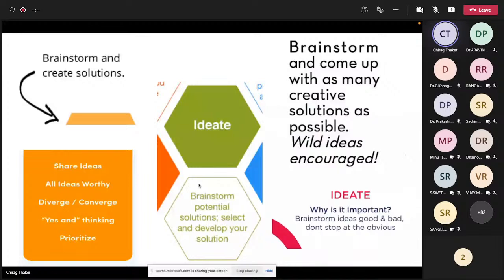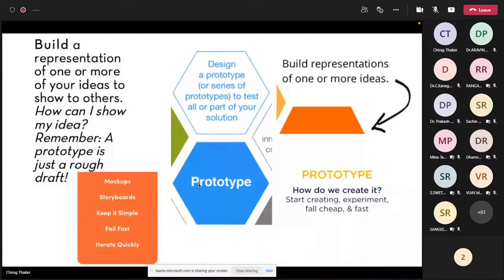So you will accept ideas and you will also encourage thinking. And when you go with as many creative ideas or creative solutions as possible, you are also going to prioritize them. Once this phase is done, you enter the prototype phase. So what is the single most common objective of the prototype stage or phase? Design a prototype or a series of prototypes. There are certain problems where a series of prototypes is also required to test all or part of the solution.